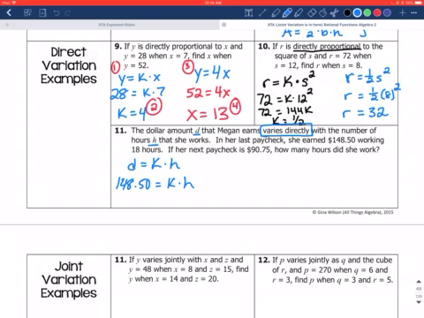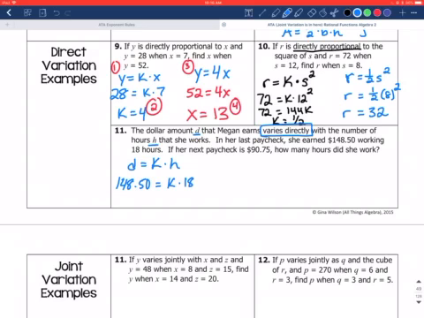So if we do 148.5, I didn't even write it, divided by 18, let me grab my calculator real quick. Should have been prepared and already have this out. Okay.